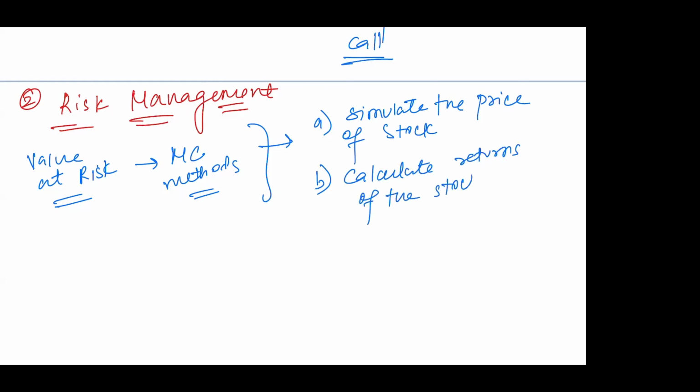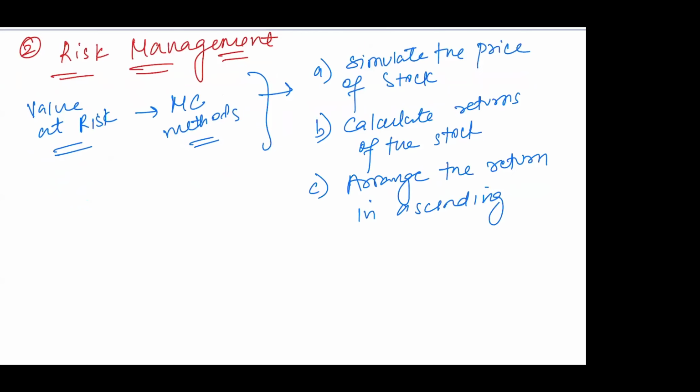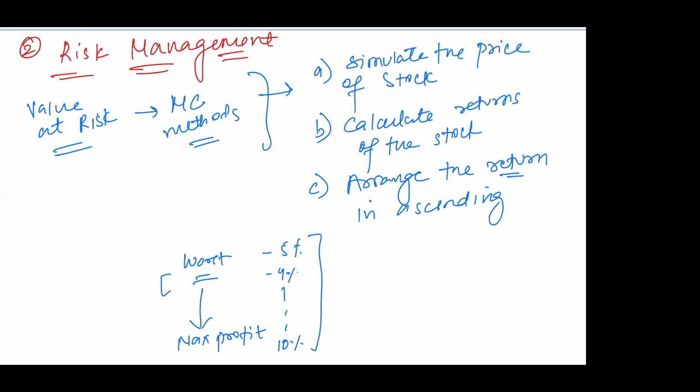Then we calculate the returns of the stock, then arrange the returns in ascending order. Why do we say ascending? Because if you arrange the returns in ascending order, you'll get the worst loss first, and then the maximum profit. So let's say -5%, -4%, these are all your returns, and in the end your maximum return, let's say 10%. So you'll arrange your returns like this.